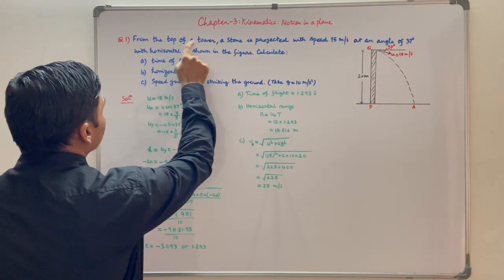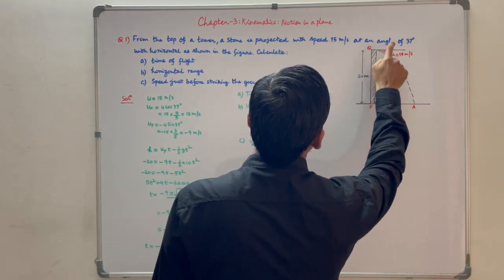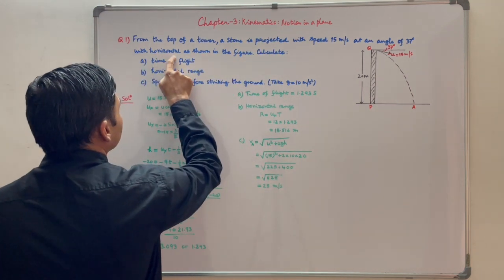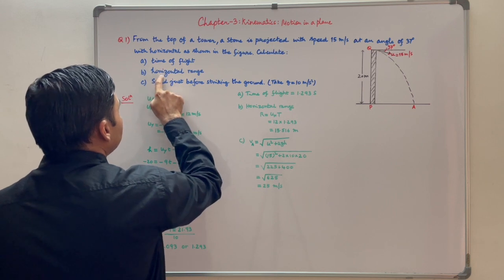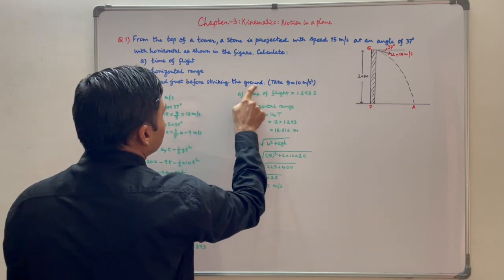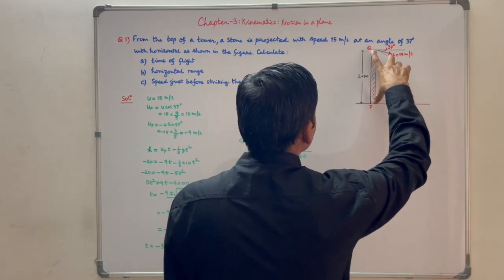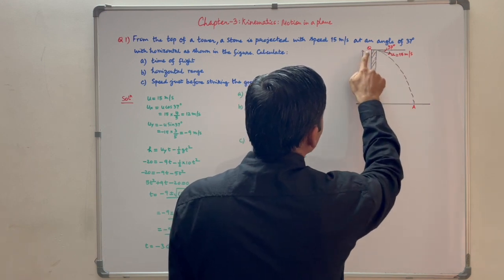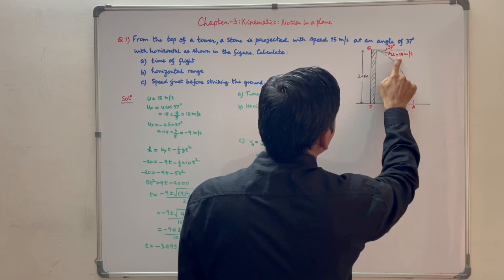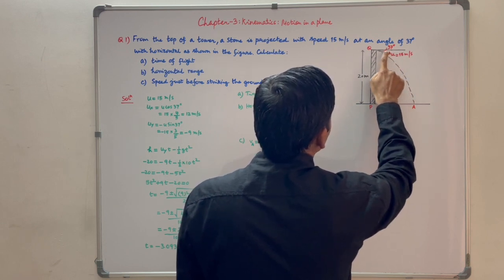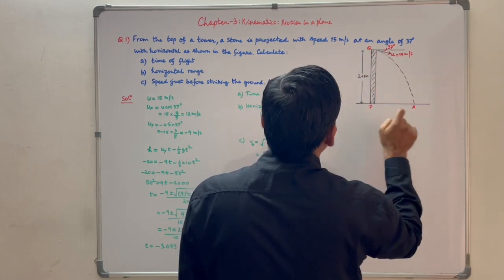First question: from the top of a tower, a stone is projected with speed 15 meter per second at an angle of 37 degree with horizontal, as shown in the figure. Calculate the time of flight, horizontal range, speed just before striking the ground. Take g is equal to 10 meter per second square. Height of the tower is given as 20 meter. A stone is projected from point Q downwards with initial velocity 15 meter per second at an angle of 37 degree with horizontal. The stone strikes the ground at point A.